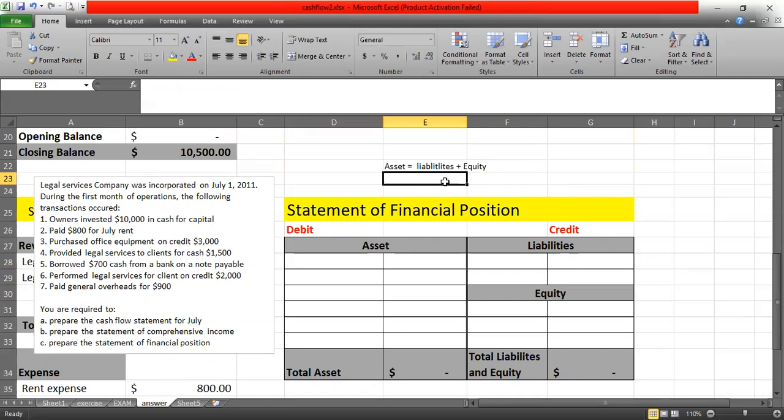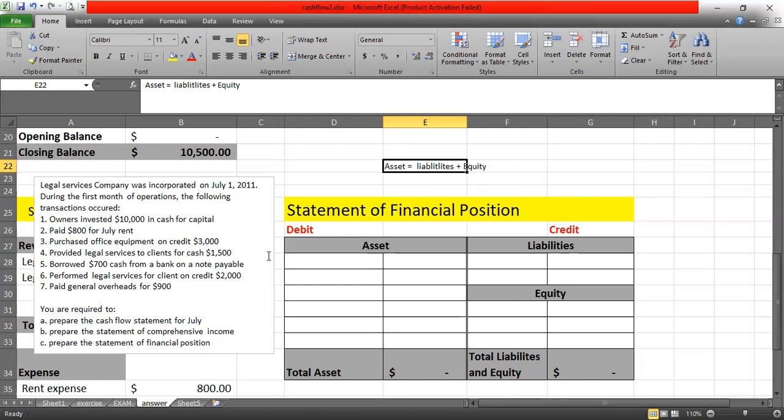Okay, so basically this is the common formula for the statement of financial position. Therefore, the total assets need to be the same amount as the total liabilities plus equity. Because as you can see in the formula, total assets are equal to total liabilities plus total equity. Okay, so let's get onto it.